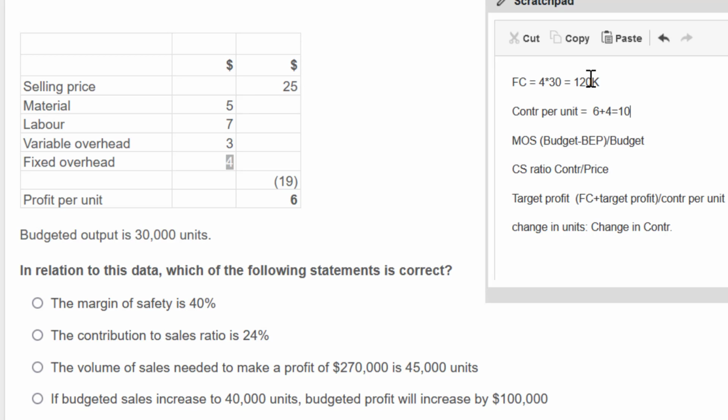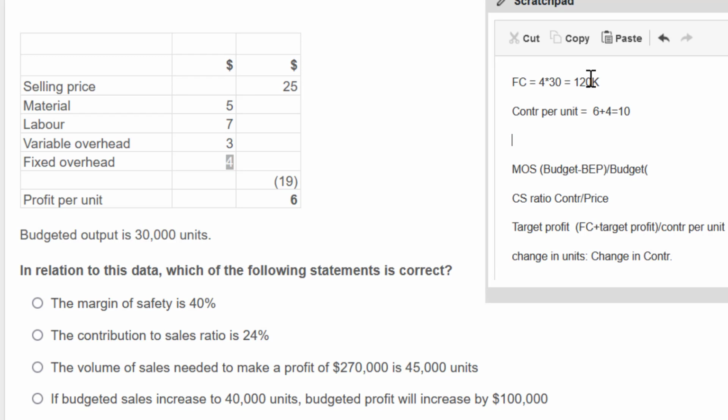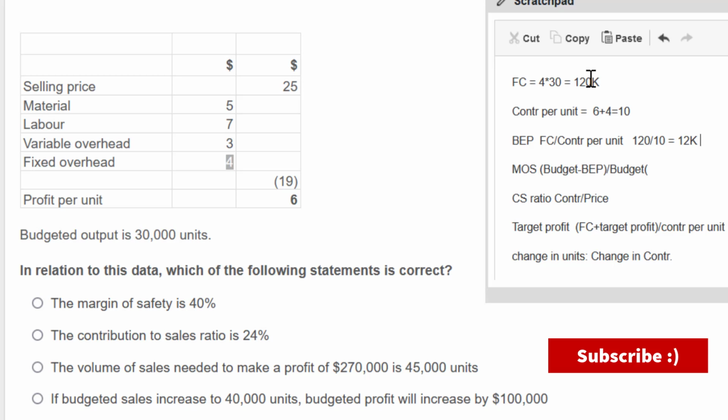Now that we've got those two figures, we can get rocking. And margin of safety, let's see if it is 40%. That's going to be the budget minus the break-even point. Well, let's just quickly do the break-even point above. Break-even point is the fixed cost divided by the contribution per unit. So 120 divided by 10 equals 12K units as the break-even point in units.